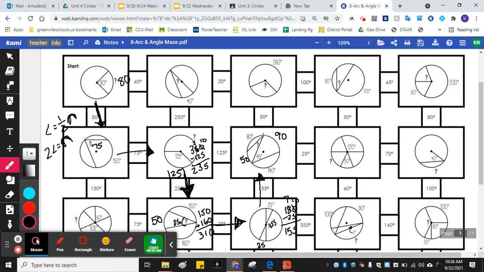And this is an inscribed angle. So if I know my arc, I take half of my arc to get my angle. So half of my arc would be 25. So we're going this way.